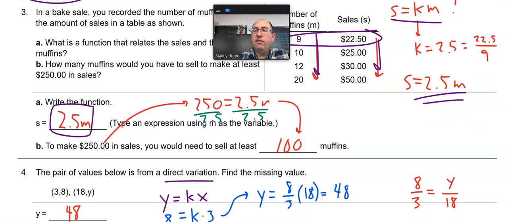Then they asked me, well, if you sell $250 worth, how many muffins did you sell? We need to sell at least 100 muffins to make $250. All we did was plug in the 250 in the correct spot and divide. Not real tough. You guys are good at that stuff.